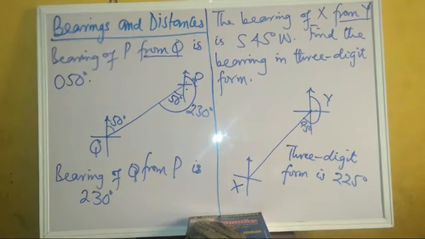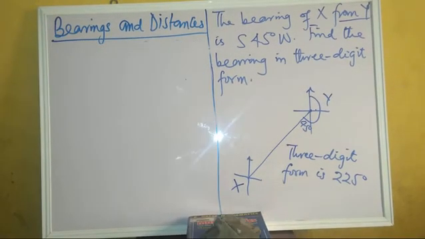At the same time, we can change from 3-digit to cardinal points, depending on what they ask us to do. So this is the introduction. Now we move to examples, on how we can apply this to solve problems on bearing in terms of triangles, applying the sine rule and the cosine rule.